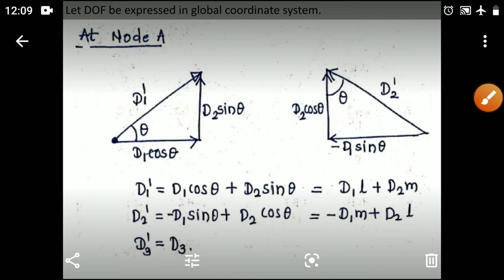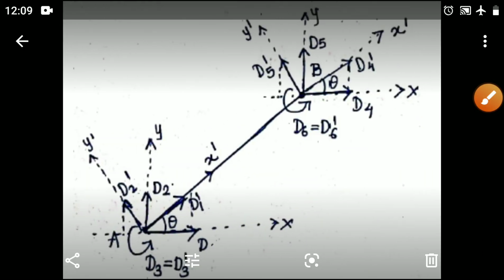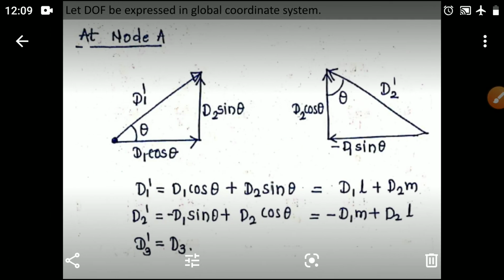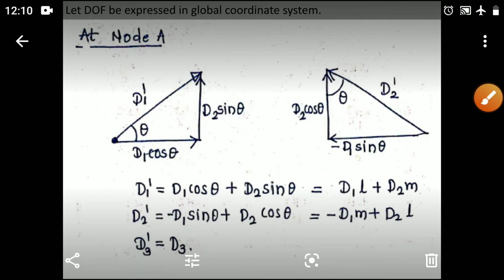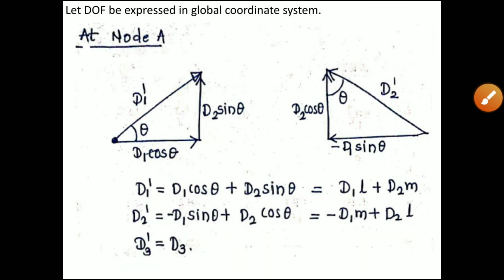And for the third degree of freedom, d3 is equal to d3 dash. As it is about the z and z dash axis, they are the same. d3 dash is equal to d3. Okay, this is for node A.